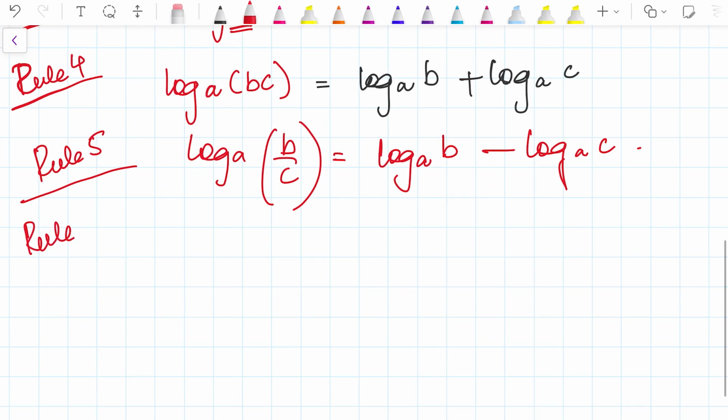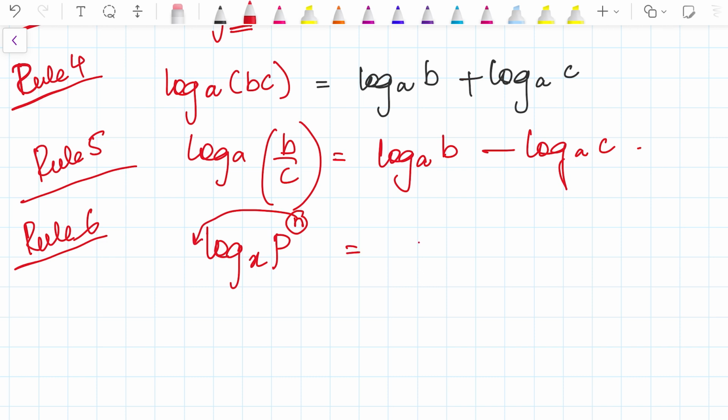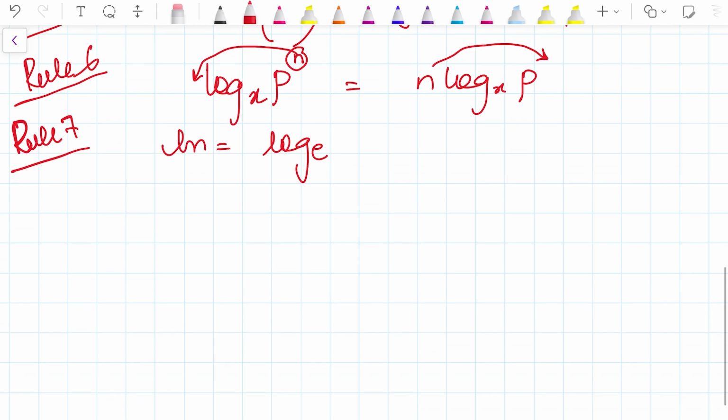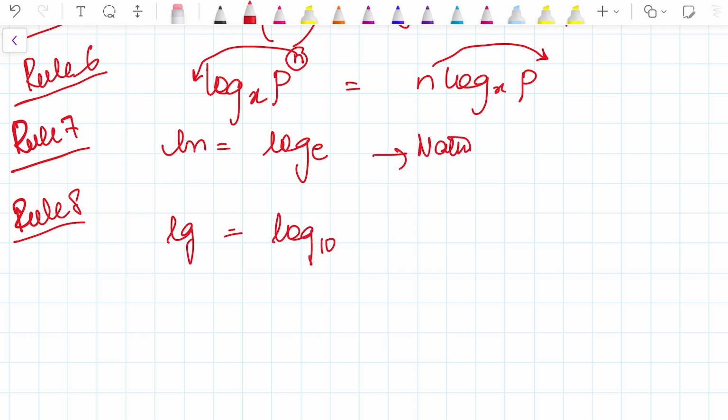Rule number 6 means log x to the power n. This power n can come down and become the coefficient, and it can also go up and become the power. So it can move vice versa. Rule number 7: ln means log to the base e. Rule number 8: lg means log to the base 10. We call this natural log, and we say this is common log.